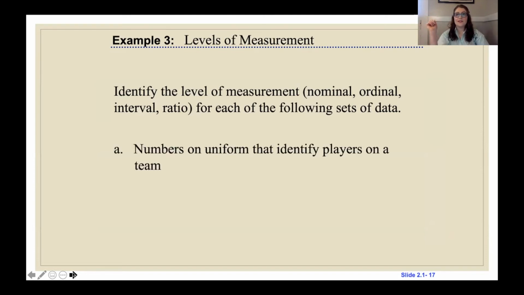Numbers on uniforms that identify players on a team. This is a little tricky, right? Because that numerical value on the back of their jersey is used as their identifier, right? What else is on the back of a uniform? A name, right? So this isn't interval or ratio data. This is actually qualitative data, because that numerical value has no real meaning, except maybe personally to that person, like their favorite number or something. And this would be nominal.